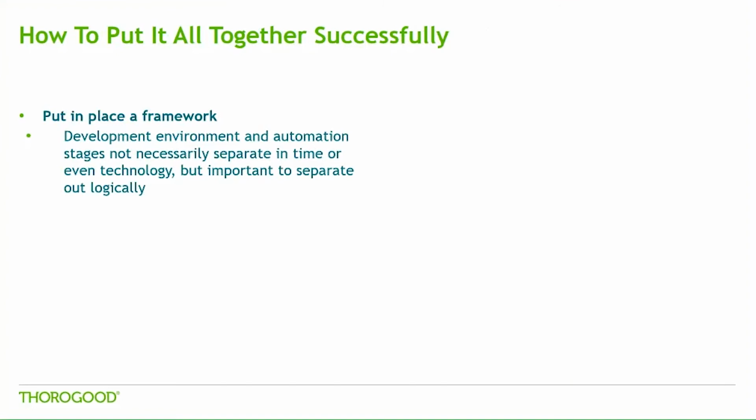Although in the patterns and the examples before, I talked about the development environment and the productionized process as if they're separate stages, that doesn't necessarily mean they need to be separate in time or separate technologies. But it's important to think of having that development stage and that productionization platform and keep them logically in your head. Think about them separately, and think about them complementing each other in whatever framework you go with.